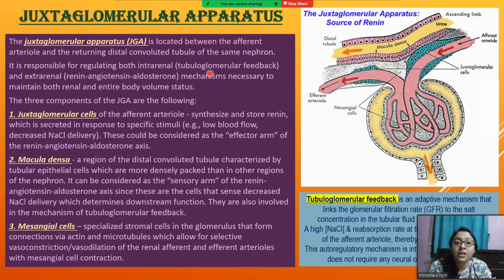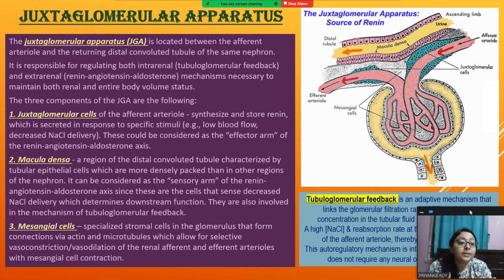So the JGA is this apparatus comprising three different cells: the juxtaglomerular cells or the granular cells, the macula densa, and the mesangial cells. It is located between the afferent arteriole and the returning DCT of the same nephron, like I have already told you. It is responsible for both intrarenal and extrarenal mechanisms. Now what is the intrarenal mechanism? It is the tubuloglomerular feedback.